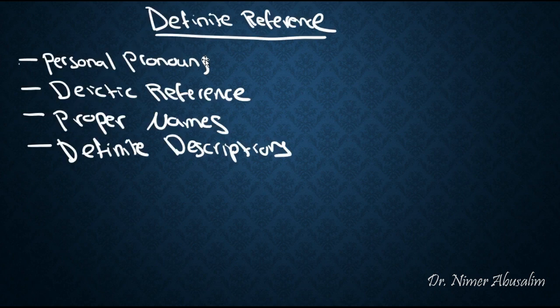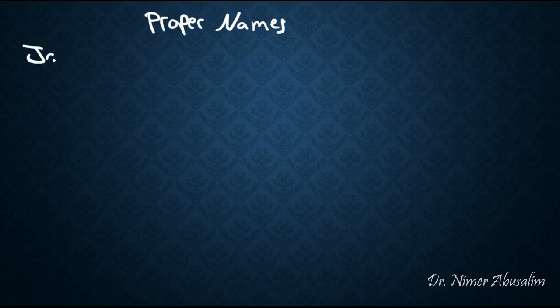In our last lecture, we discussed some certain types of definite reference. We talked about personal pronouns. We talked about the various types of deictic reference. Now we talk about proper names and definite descriptions. So one type of definite reference was achieved through the use of proper names. A proper name is a name like John or Mary and so on.